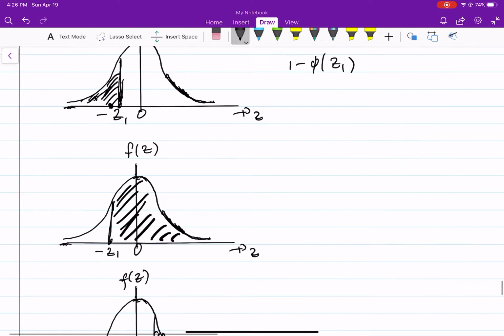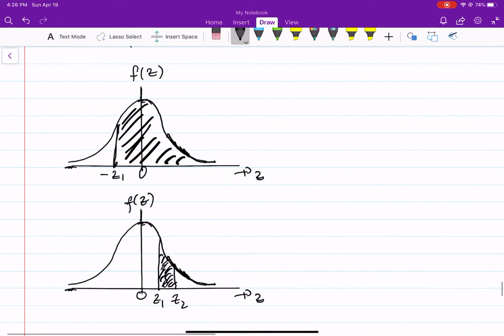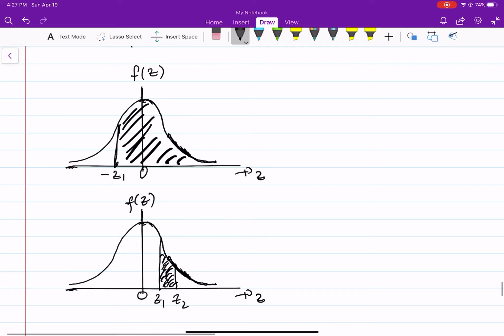The next diagram shows all the area to the right of a negative z value. Again, using that concept of flipping the graph around. If you flip it around, you'll see that the shaded area appears on the left, and the negative z value becomes a positive z value. So this is just phi of z1 as well.